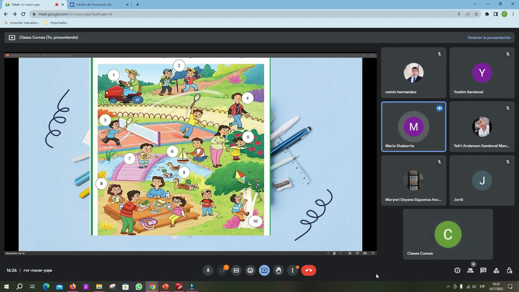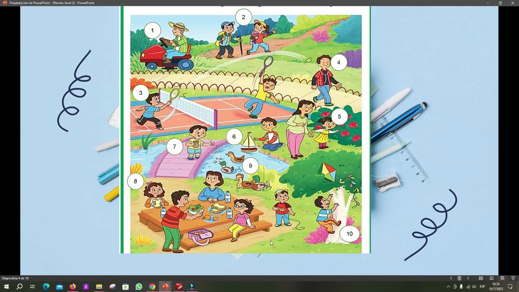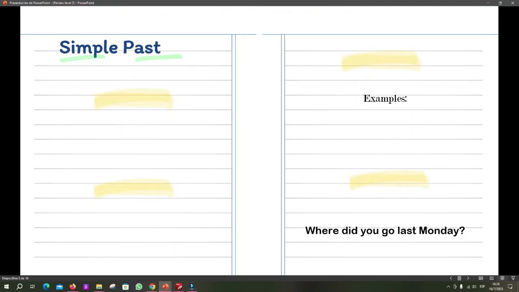Tell me, Mr. The number 1? Yeah, you can say driving because he's doing that action, or maybe you can say he's cutting the grass. Also, you can use that one if you want, right? He is cutting the grass, or he is driving. You can use that, okay? So nice. That's amazing, guys. Perfect. So let's continue. Okay. Nice. Let's continue with simple past.